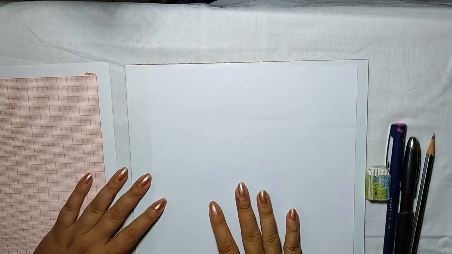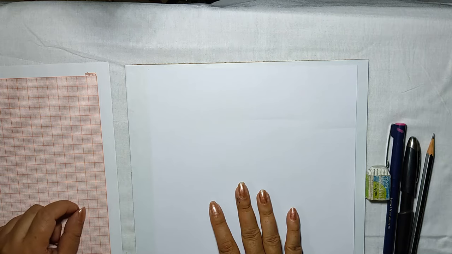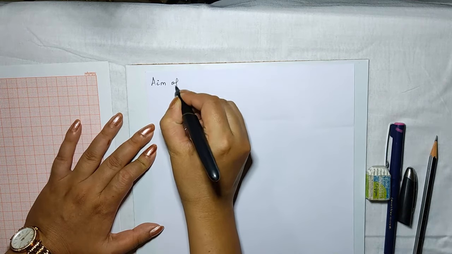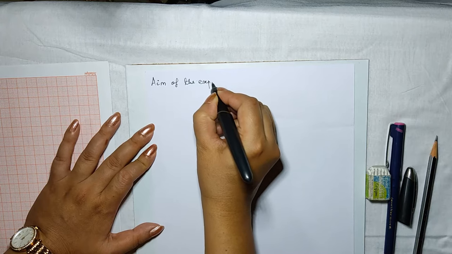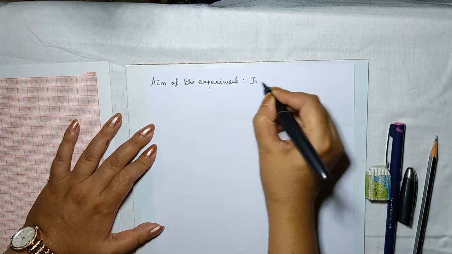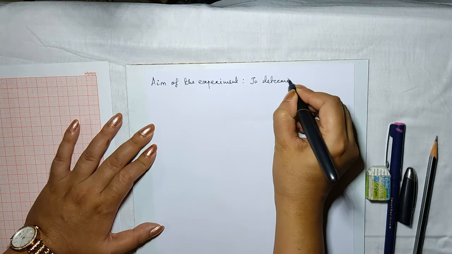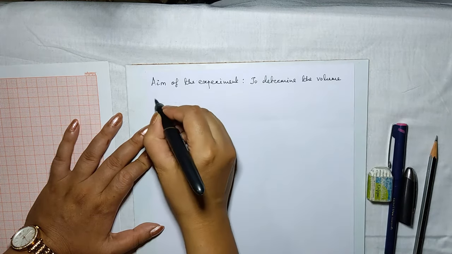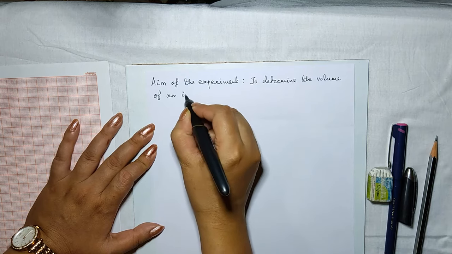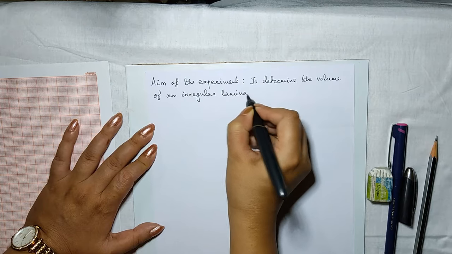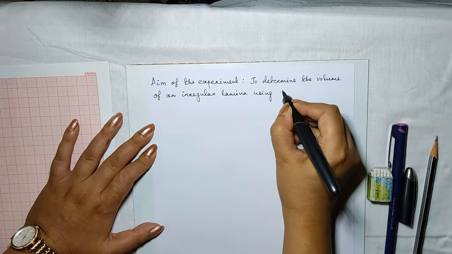Let's start our discussion on one of the practicals that is usually there in class 11th. The aim of the experiment of the practical is to determine the volume of an irregular lamina using screw gauge.